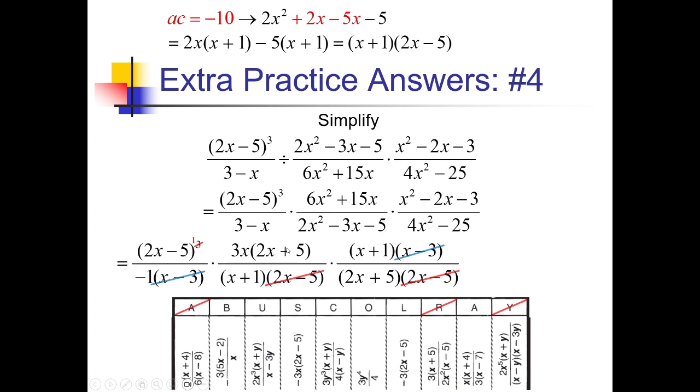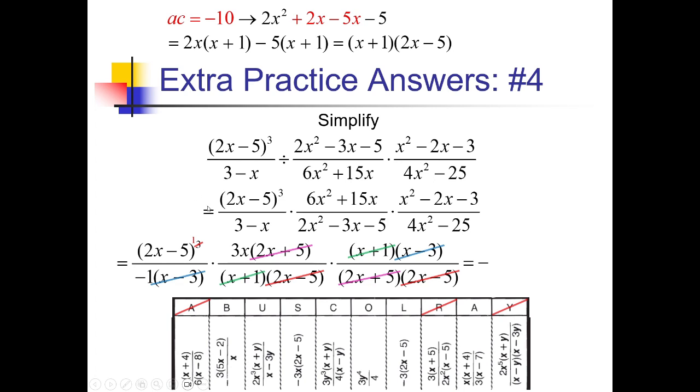But this 2x plus 5 can reduce with this 2x plus 5. And this x plus 1 and this x plus 1 can reduce. So we're getting all sorts of things canceling, which is really great. What's left over now? We have a negative 1 here. That makes the whole fraction that we end up with negative.